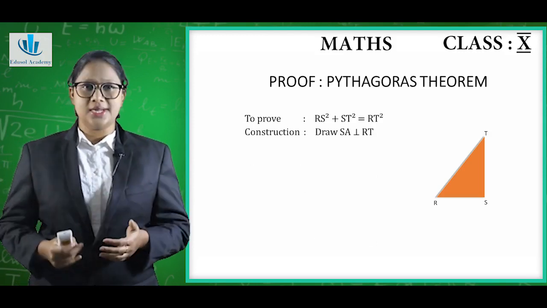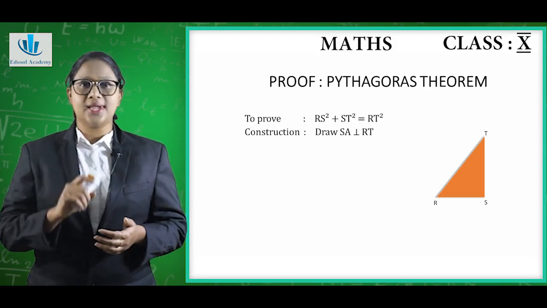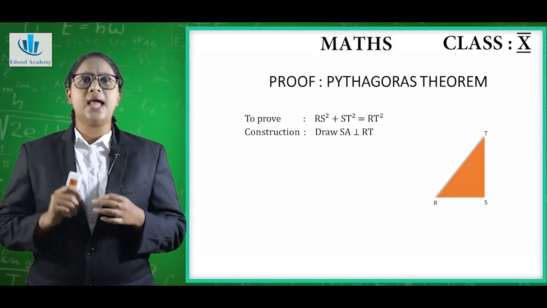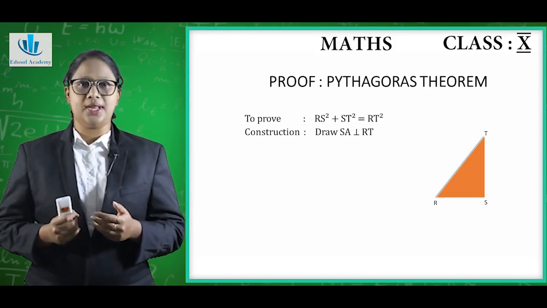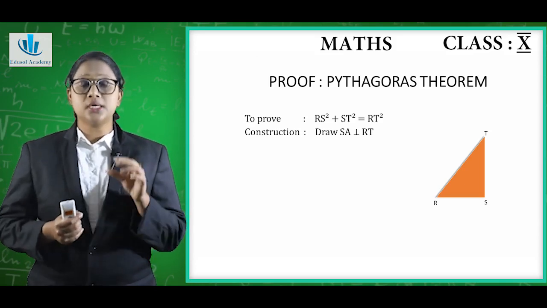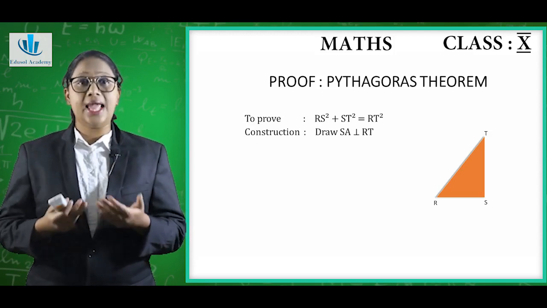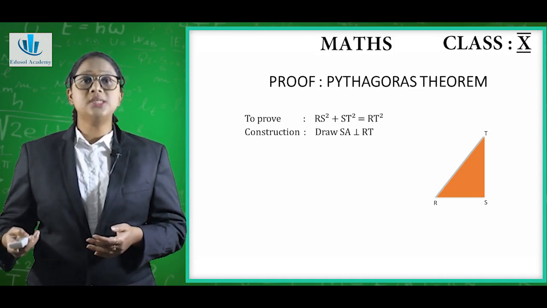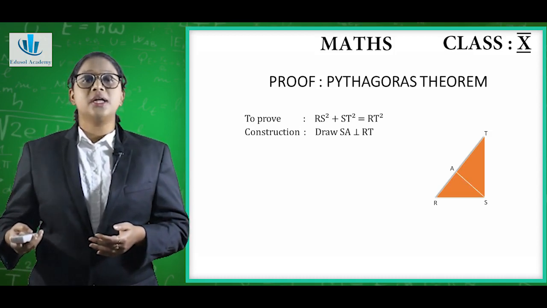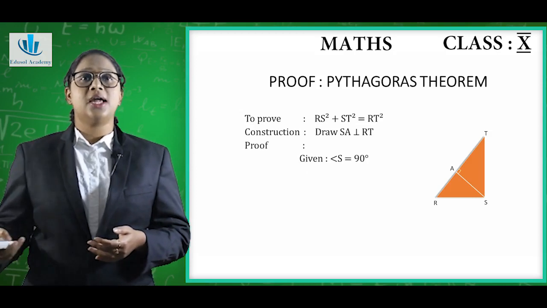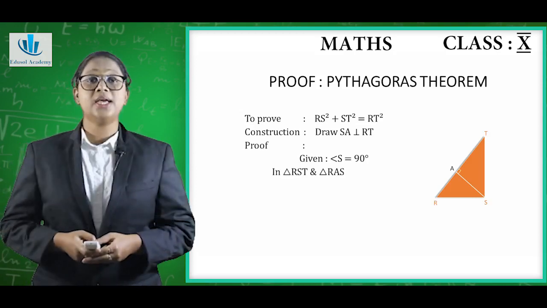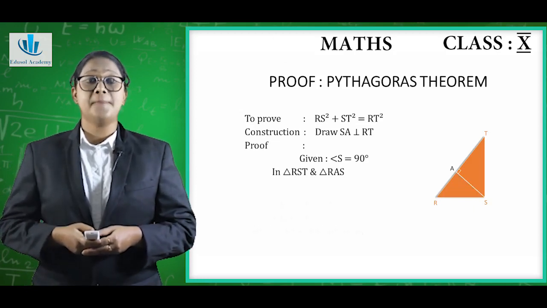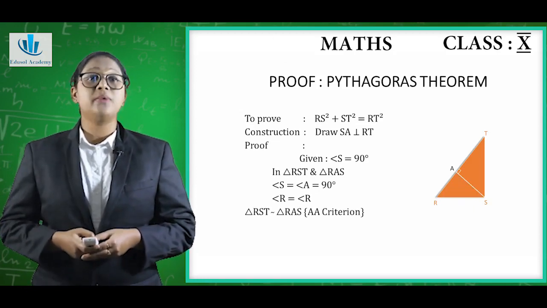bigger triangle RST. So in triangle RST and triangle RAS, angle S and angle A are 90 degrees each, and angle R is a common angle. So by the AA similarity criterion, we can prove that those triangles are similar. Those triangles as in triangle RST and triangle RAS. So triangle RAS is now similar to triangle RST by AA criterion. We are not done yet.